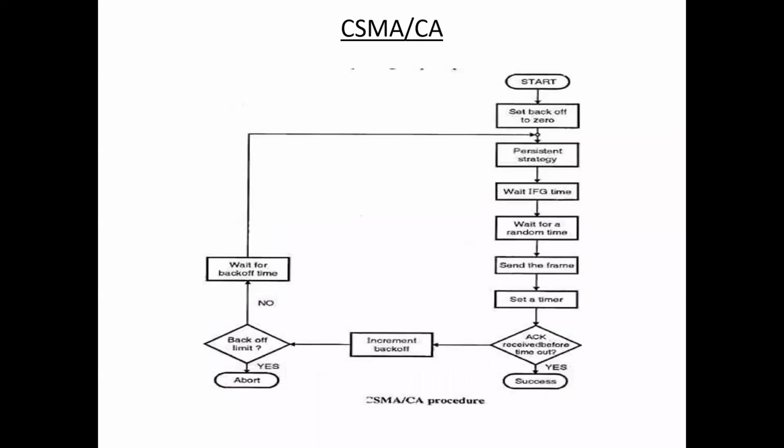Next one, CSMA/CA, carrier sense multiple access with collision avoidance. Here CSMA/CA prevents collisions prior to their occurrence. So CSMA/CA avoids the collision, which means there is no collision in carrier sense multiple access with collision avoidance.